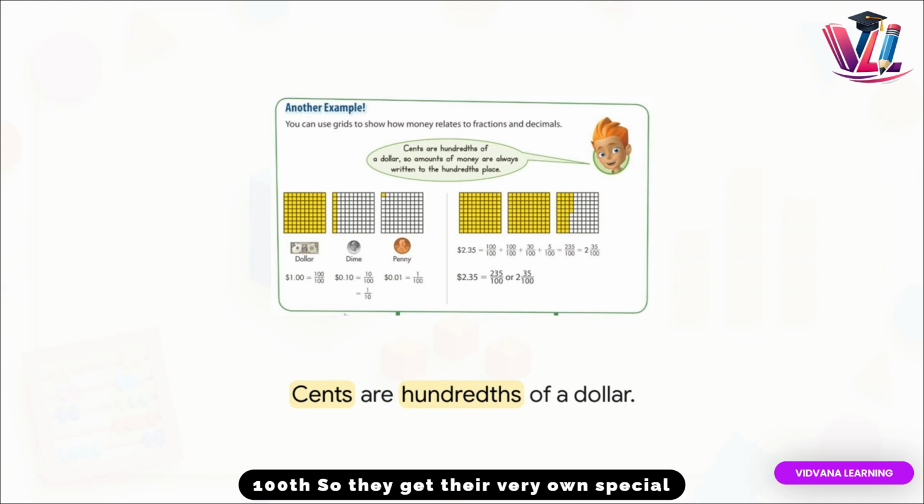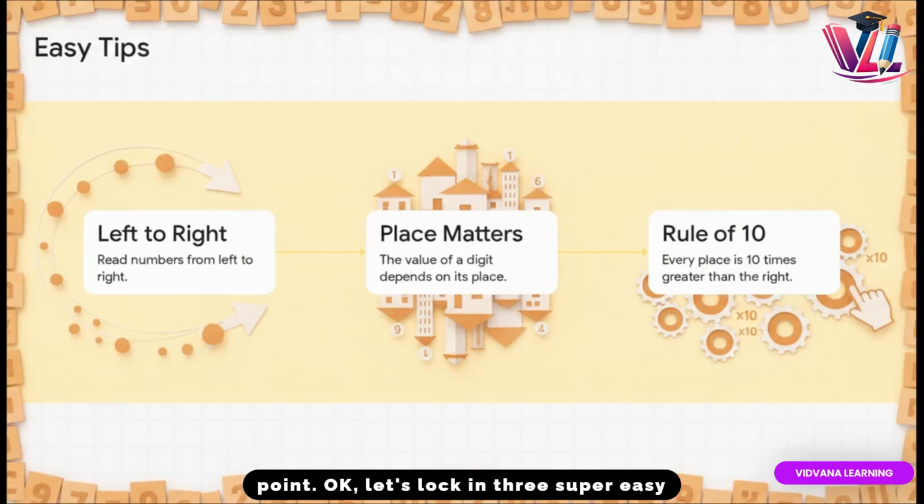So they get their very own special place values right after that decimal point. Okay, let's lock in 3 super easy tips for place value. Number 1, always read your numbers from left to right. Number 2, the value of a digit completely depends on its place. And number 3, every single place is exactly 10 times greater than the place to its right. So, moving to the left makes things 10 times bigger.